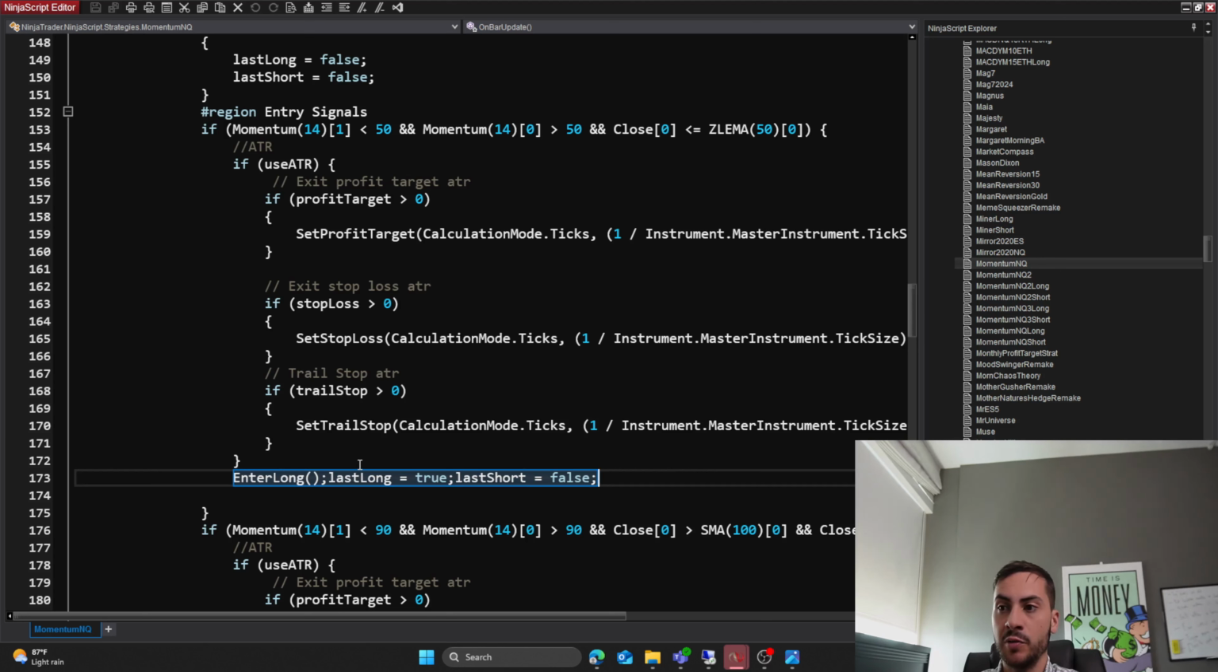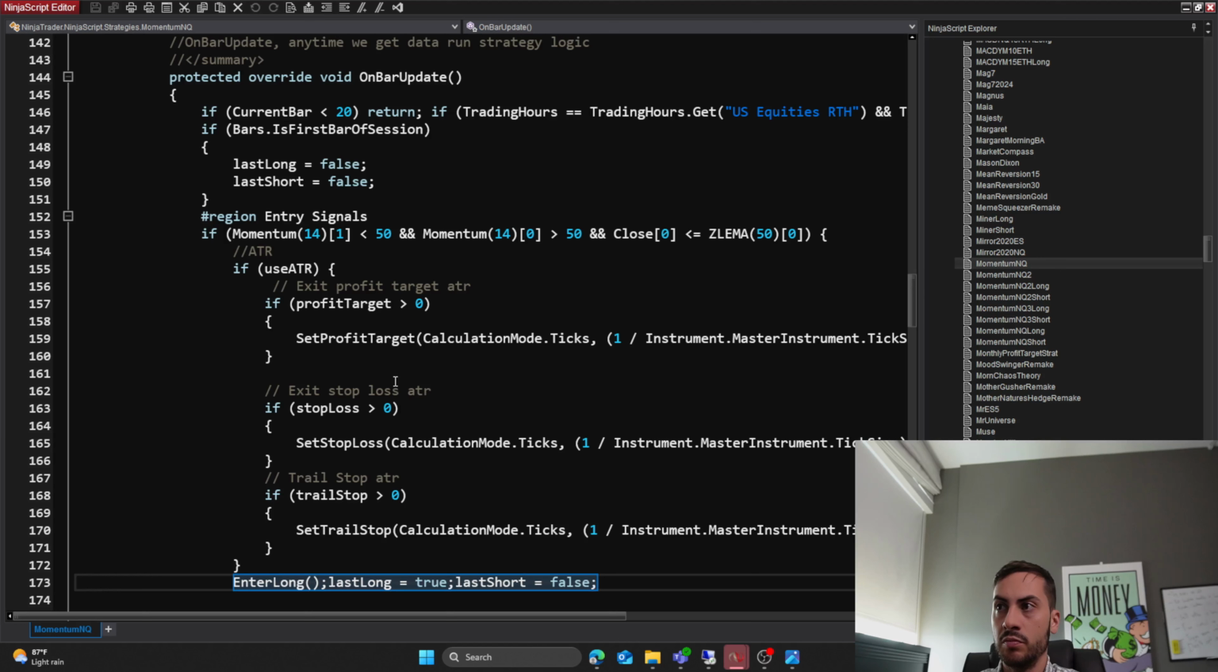We set some variables, last long and last short, but those variables are not used for any other trades. So basically, if the momentum is crossing above a value of 50, and the current close price is less than the 50 period zero lag EMA, go long. So it's hard to say if it's a trend or mean reverting strategy.